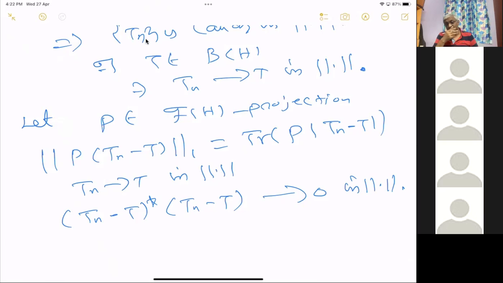Is square root continuous? Was it proved? Okay, I will prove it in the next class. I will check whether it is proved. Otherwise, I will prove that the square root is also a continuous function. I don't know, I will check.